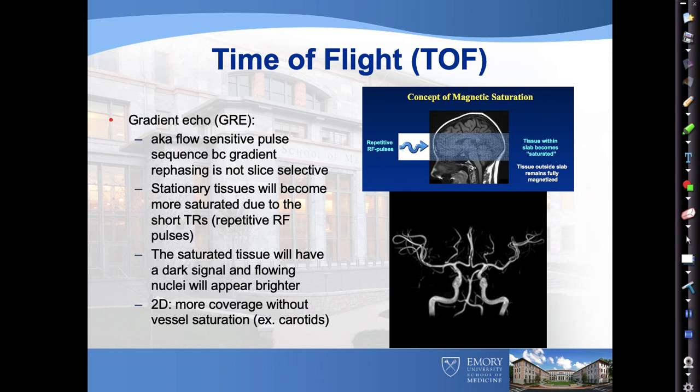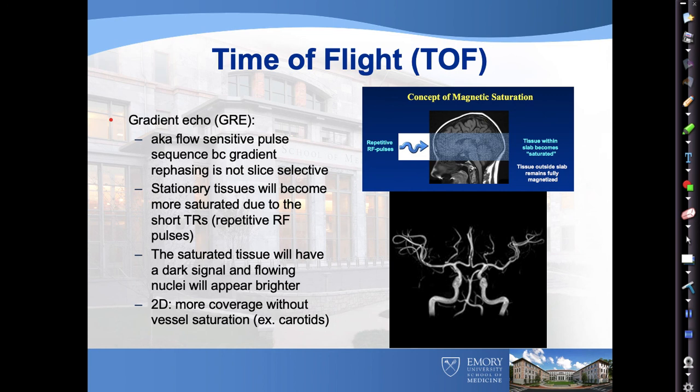The stationary tissues, like brain tissues like gray and white matter, will become more saturated due to the short TRs and repetitive RF pulses. The saturated tissue will have a dark signal, and flowing nuclei that comes into the stack will appear brighter because it will be fresh and less saturated by the repeated RF pulses.